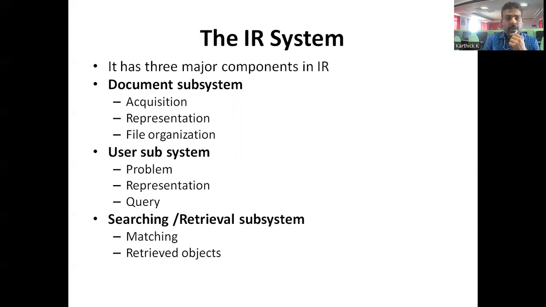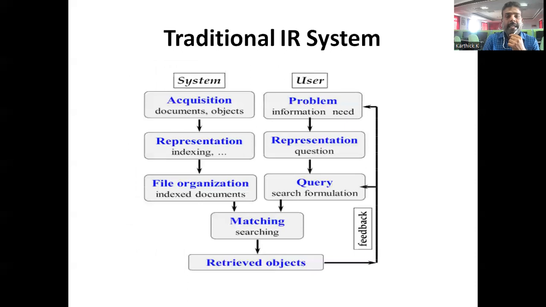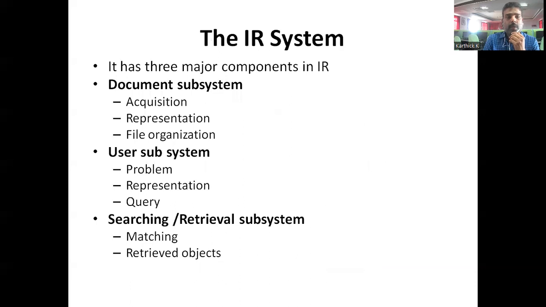If I go to Google, type something and press enter, how is the information retrieved for me? That entire basic logic is divided into three parts: document subsystem, user subsystem, and retrieval and matching subsystem. This is the diagram of a traditional IR system. We have three types, as I said before: acquisition, representation, and file organization. We will see what that is.